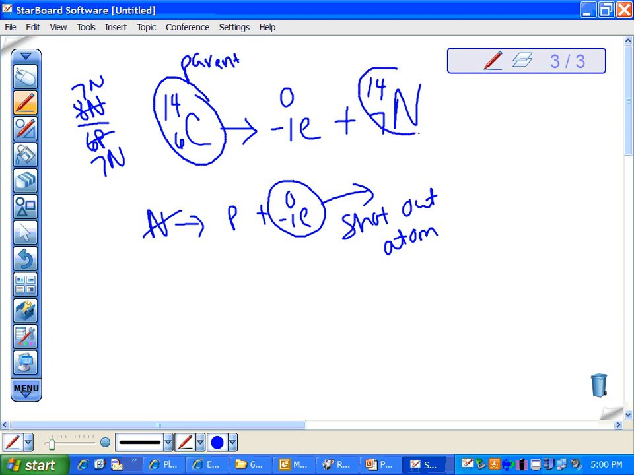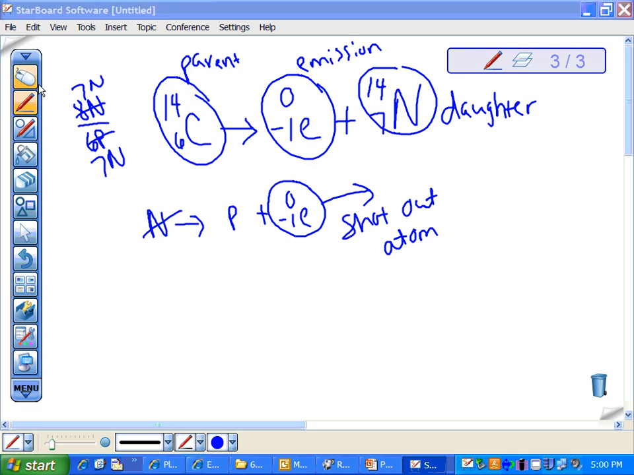This here is known as the daughter. So you've got the parent over here on the left of the arrow, and the daughter is on the right. This right here is known as the emission. So again, if you're looking for the parent, you're looking on the left. The emission and the daughter are always going to be on the right side of the arrow. This is called a beta minus.